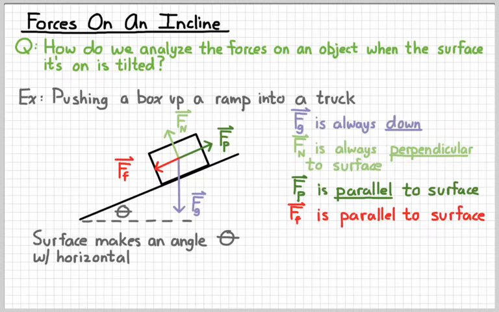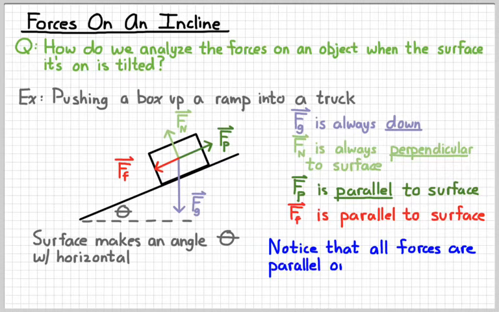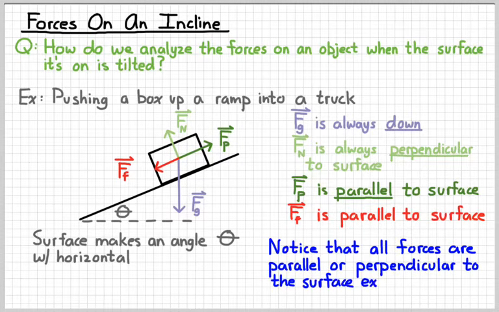So what you might note right away is that all those forces are either parallel or perpendicular to the surface, with the exception of one. The exception is the weight. The gravitational force, which is always downwards, is not parallel or perpendicular to the ramp. So that's going to be an important thing to realize moving forwards.